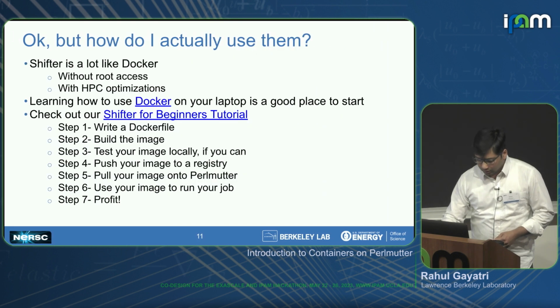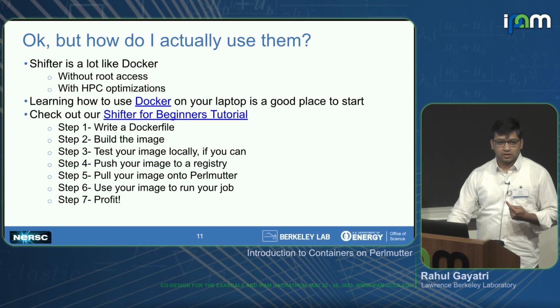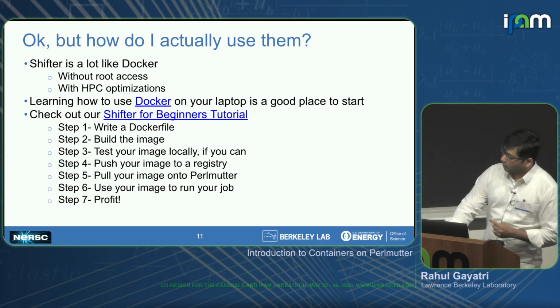Does anybody have any questions at this point? From here on, I'll show a bit of code snippets and file snippets of how a Dockerfile would look and how to run that on Perlmutter.